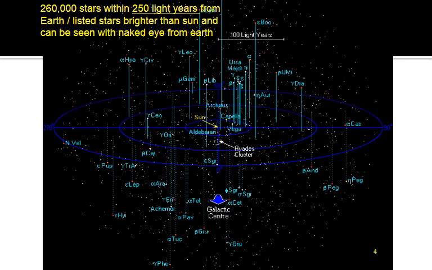As we zoom out within 250 light years, we get 260,000 stars, which they're trying to depict here. Some of the ones that are listed here are brighter than the sun, and you can actually see them with the naked eye. And if you notice, there's a lot of Greek letters. We can see those with our naked eye, so these have been seen for a long time. You think about the Greeks and their learning, that they named these, and these have been named for a long time.